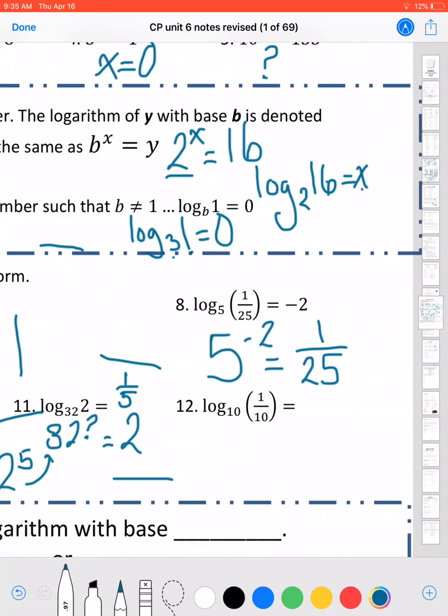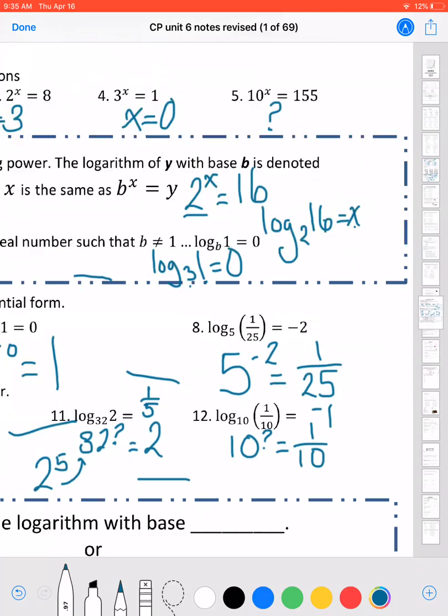For number 12, log base 10 of 1 over 10, it's saying 10 to what power is going to give us 1 over 10? Well, it's changing it into a fraction, so I assume it's going to be a negative exponent, and it's staying itself, so negative 1.